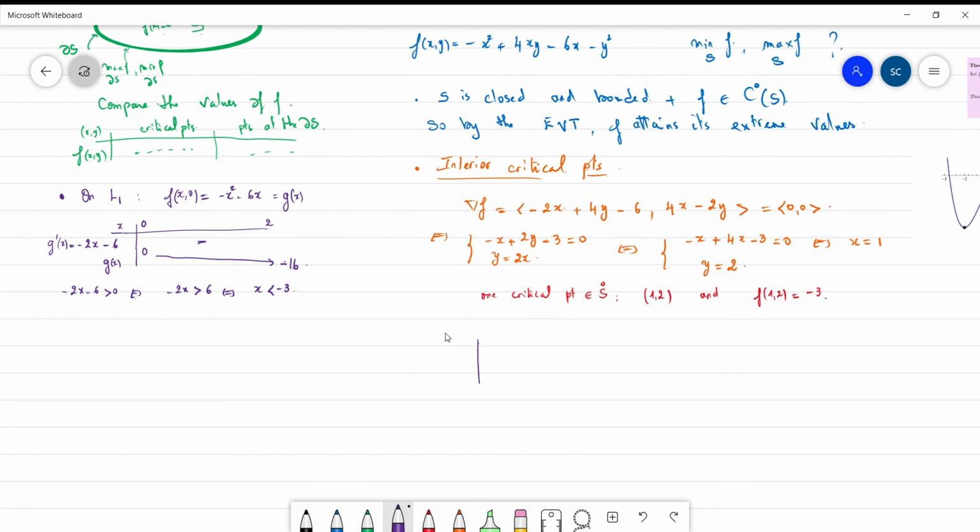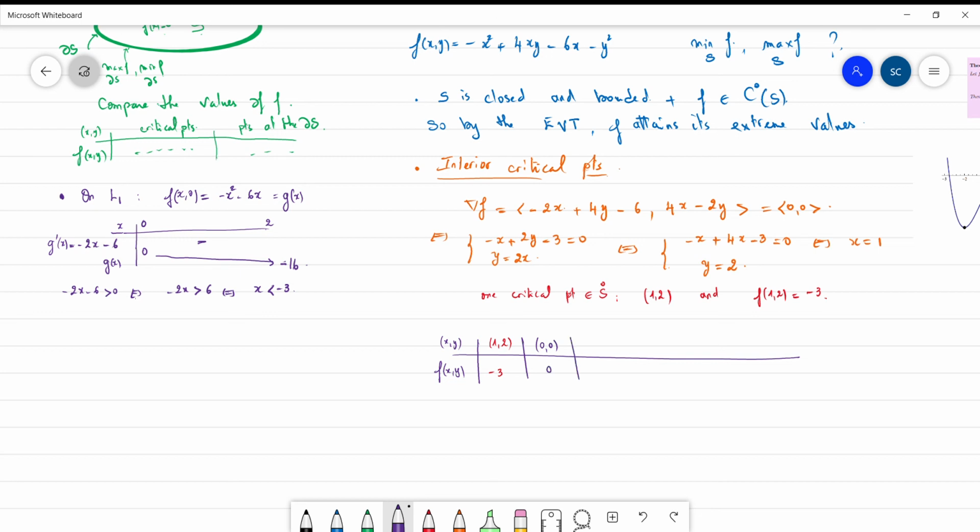Okay, so let's put our table, x, y and f(x,y). So I found the critical points (1, 2). Let's put it here: (1, 2), and the value taken is minus 3. Now we found (0, 0), and the value taken by f will be 0.